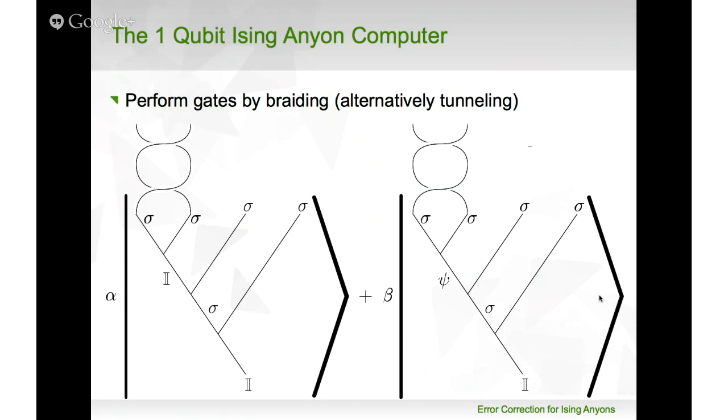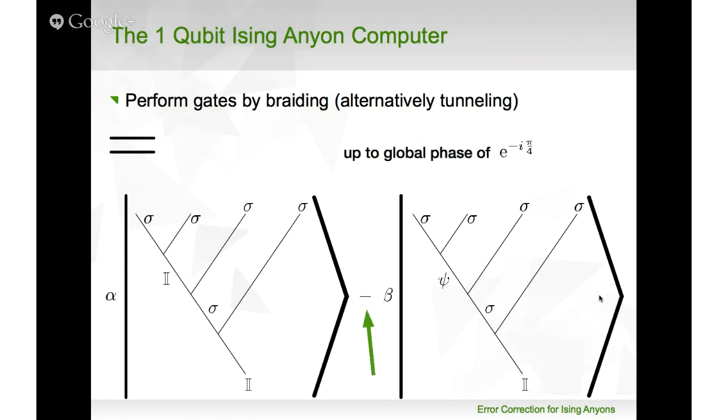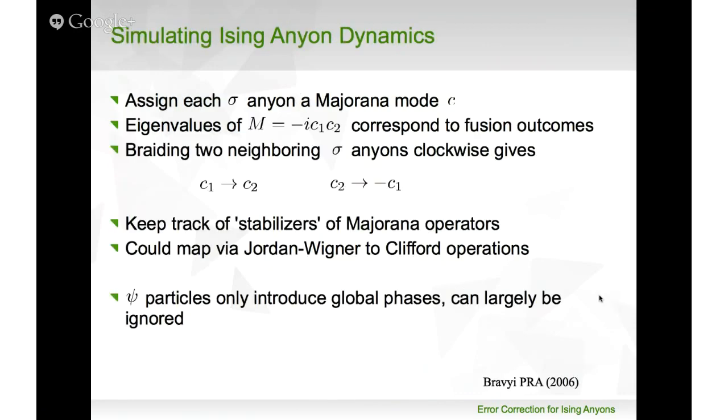Okay. So we can extend the action of these gates. I've just redrawn that same braid. This is a much more complicated version of the 2x2 matrix on the previous slide, and then the action of that matrix on this state is, up to a global phase, it just flips the sign between these two basis states. Okay, so this is like a sigma z. Okay, so that's how we would do gates.